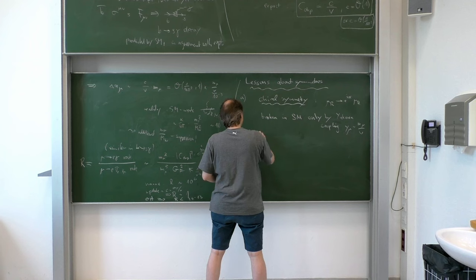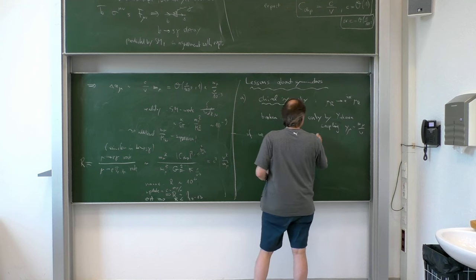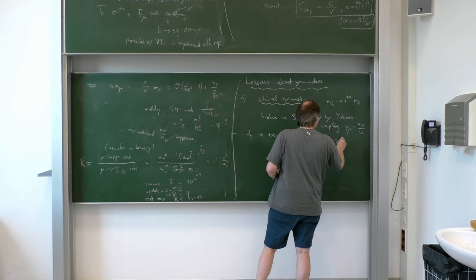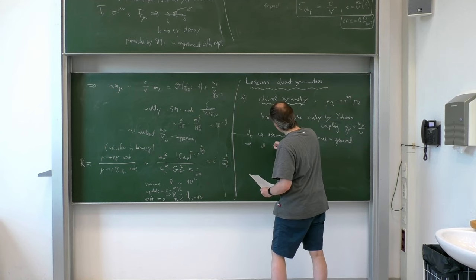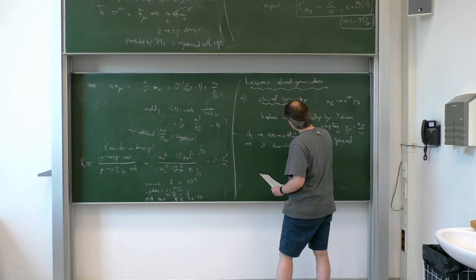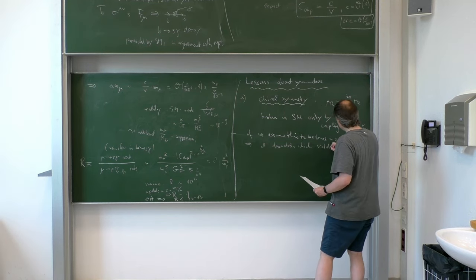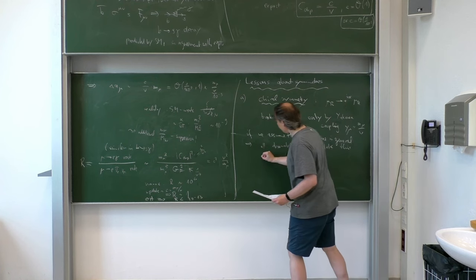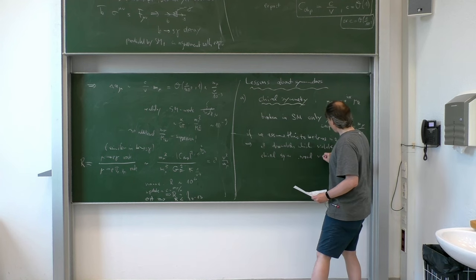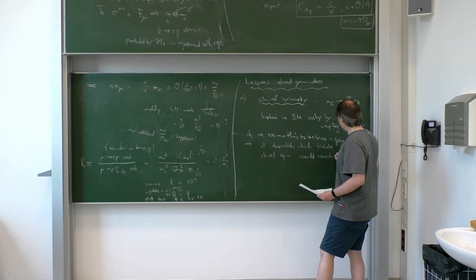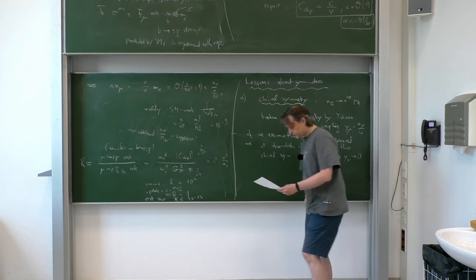So if we assume this to be true in general, then all observables which violate this chiral symmetry would vanish for the Yukawa coupling of the muon going to zero.